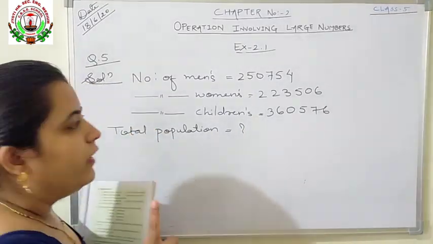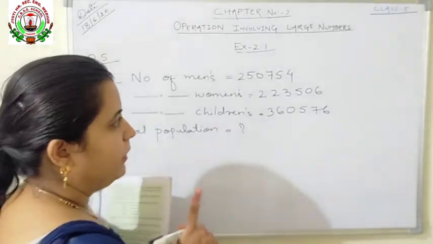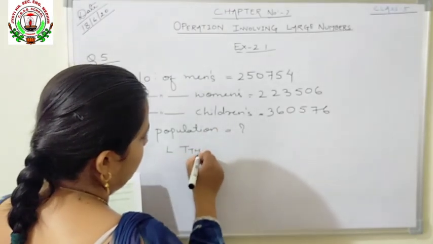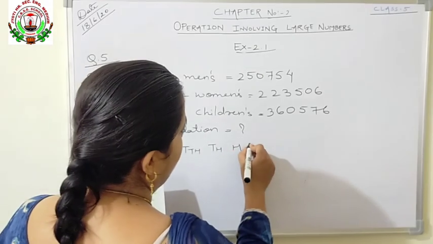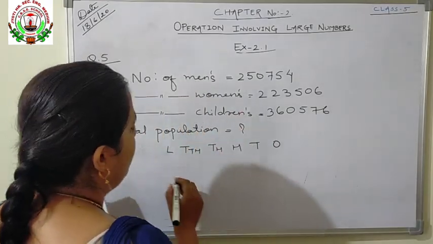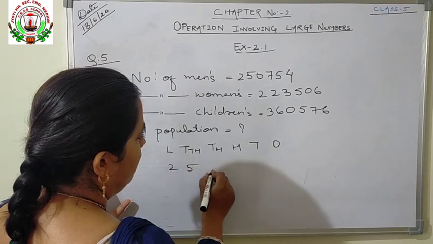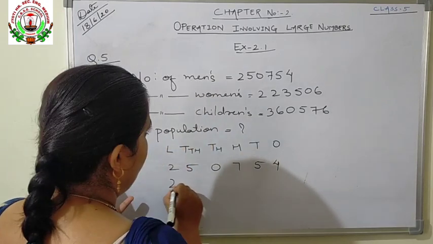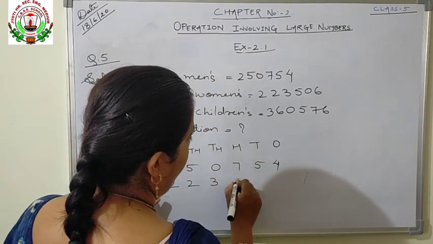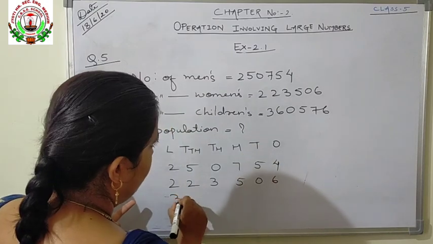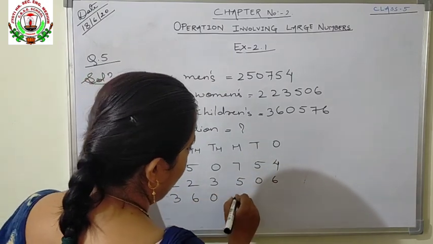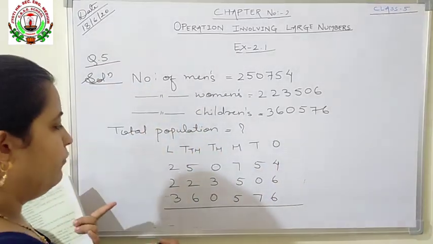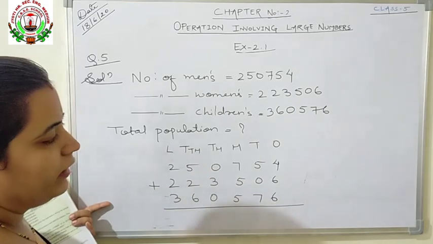First you will write the place value of the digits. First you will write the place value of the digits as a lakh number: lakh, 10,000, 1,000, 100, tens and ones. Okay, first is 2,50,754, 2,23,506, 3,60,576. Total is asked, so you have to add. Write the plus sign here, then add the following.